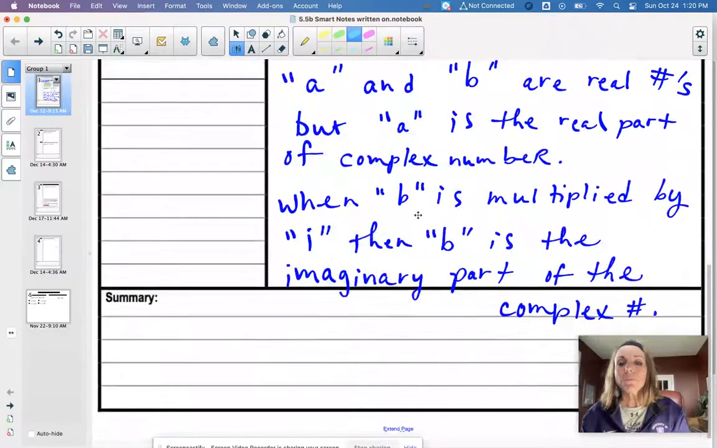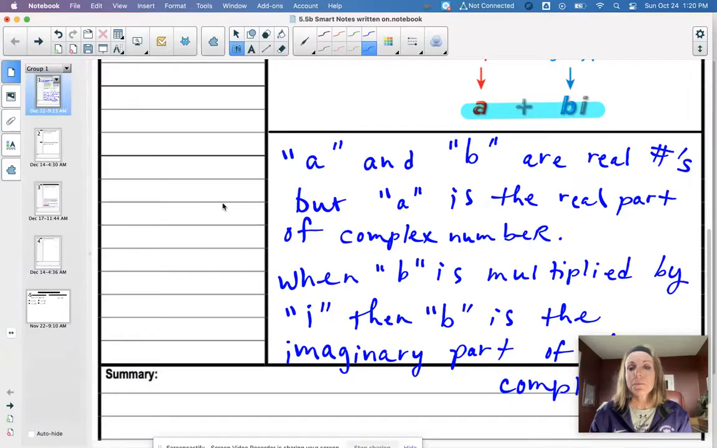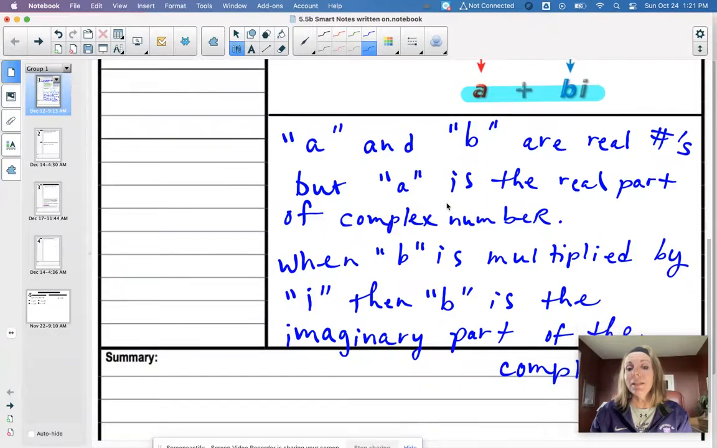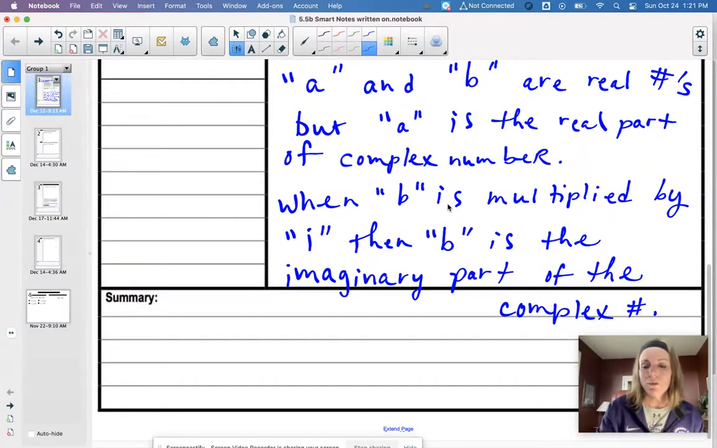Down below, you need to pause the video. This is important information to write down. A and b are real numbers, but a is the real part of the complex number. When b is multiplied by i, then b is the imaginary part of the complex number. Pause the video and write that down.